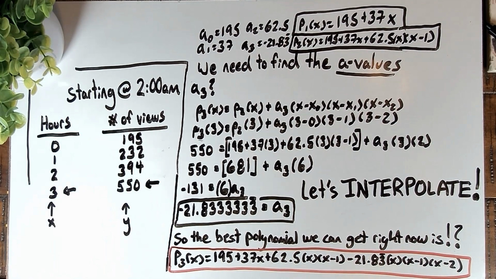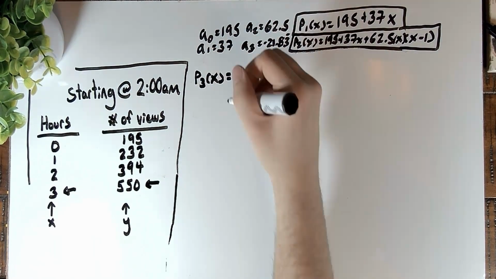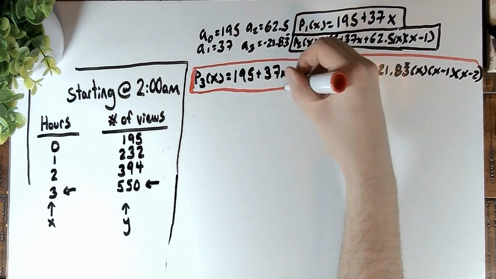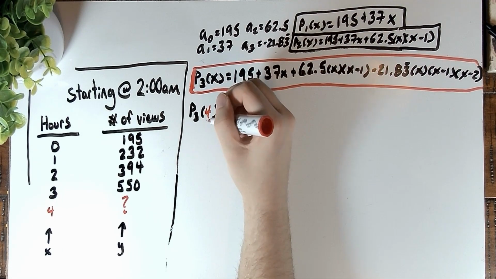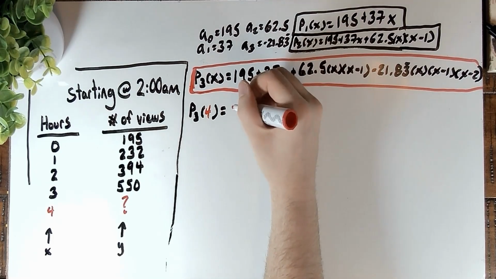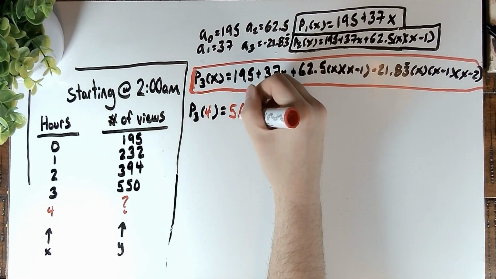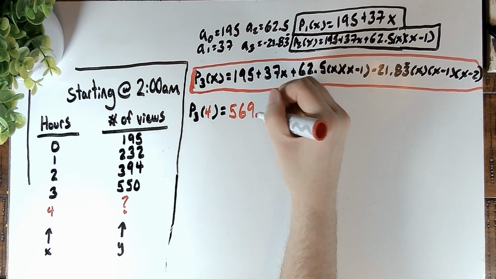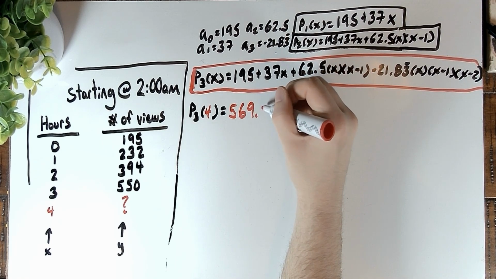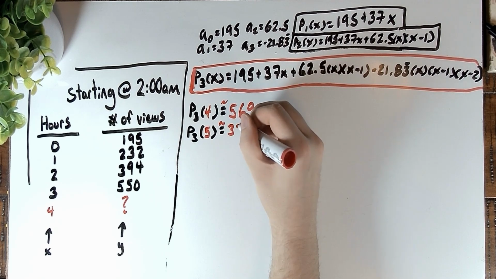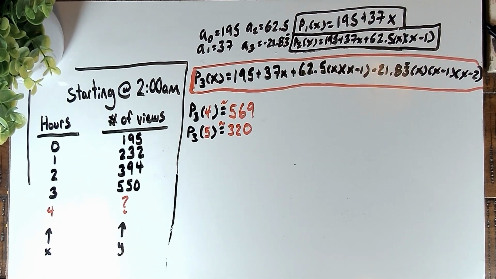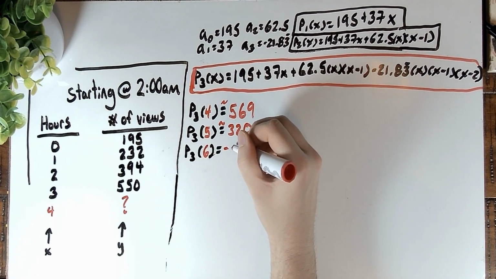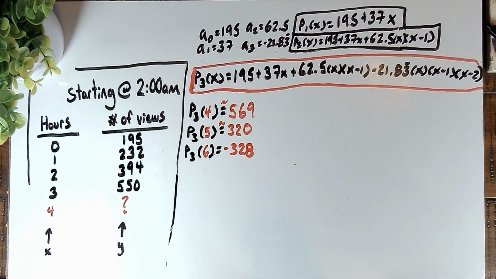So let's figure out if we will trend. Let's see how my video will perform at the fourth hour. And oh my gosh, the model says we will get 569 more views, and that's not bad. Slightly better than our last amount of views that we got. Then in the fifth hour, we will get 320 more views. Oh no, we are not getting as many views as we were before. And the sixth hour, yikes, negative 328 views.